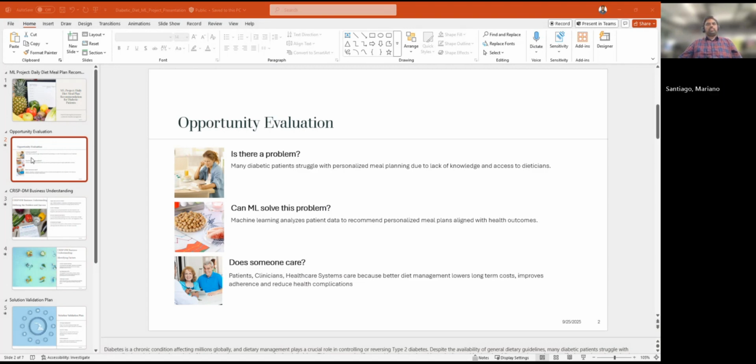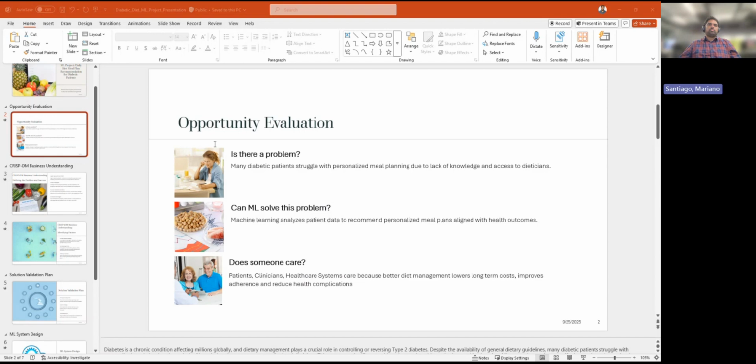So, is there a problem? Yes, diabetes is a major health issue globally, and diet plays a huge role in managing it. Most patients don't have access to personalized meal plans, and even then it's hard to stick to them. I believe machine learning can help by analyzing health data and generating tailor-made healthy meal recommendations. This matters not just to the patients, but also to doctors, caregivers, and insurers who are investing in better health outcomes.